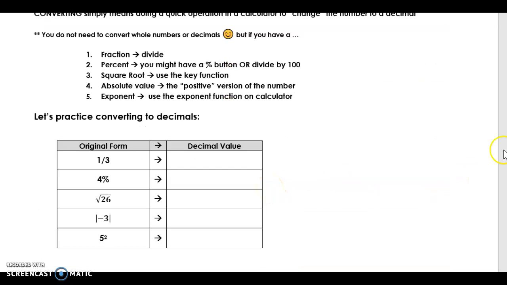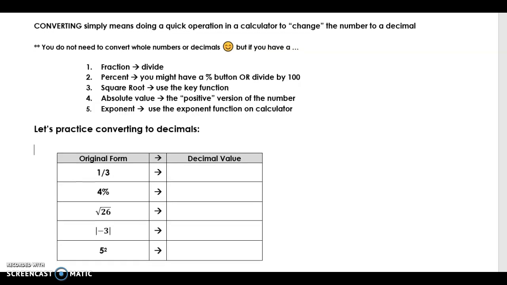All right, so converting, guys, simply means doing a quick operation in a calculator to change the number to a decimal. You don't need to convert whole numbers and decimals, those comfortable numbers, but if you look there at 1 through 5, it gives you a little guide that you can reference when you're doing your conversions. So if you're given a fraction, you're going to divide. If you're looking at a percent, you might have a percent button on your calculator, or when in doubt, you can always divide that number by 100. Square root, there are square root key functions that you can use. Absolute value, if you remember from middle school, is the positive version of the number. And exponent, you're also going to use the exponent function on a calculator.